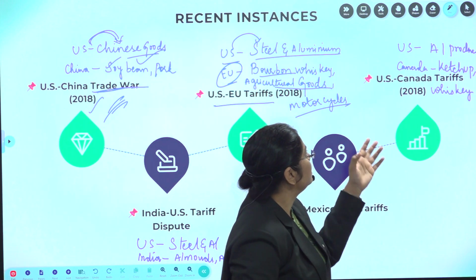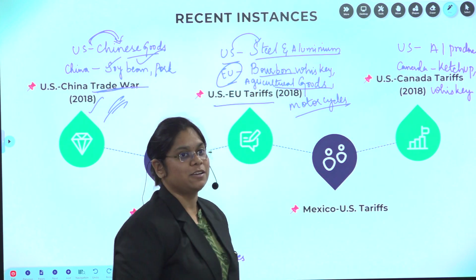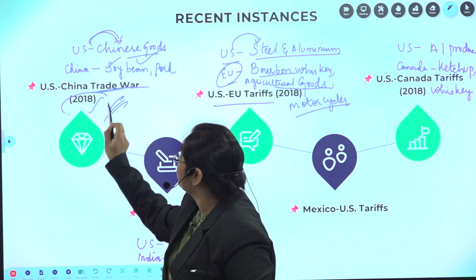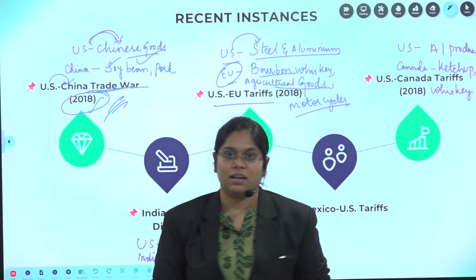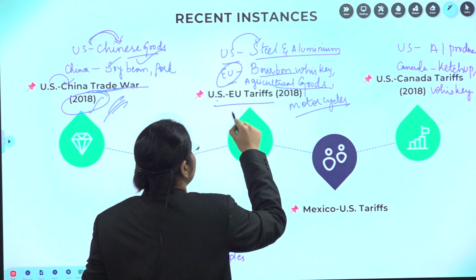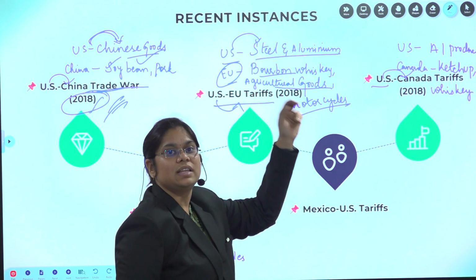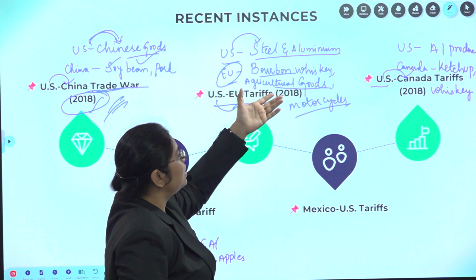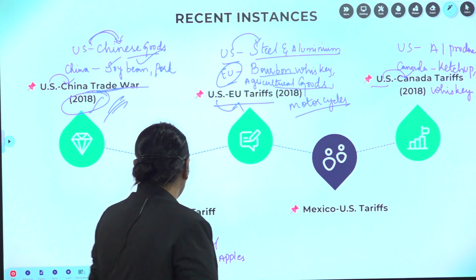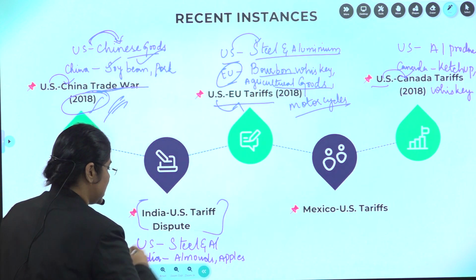And further, in the same year 2018, US-Canada tariffs. If you see, in the same year the US imposed tariffs on China, on the EU, and on Canada. In return, what did they do? They too imposed tariffs on US goods. Okay. And next, the India-US tariff dispute.